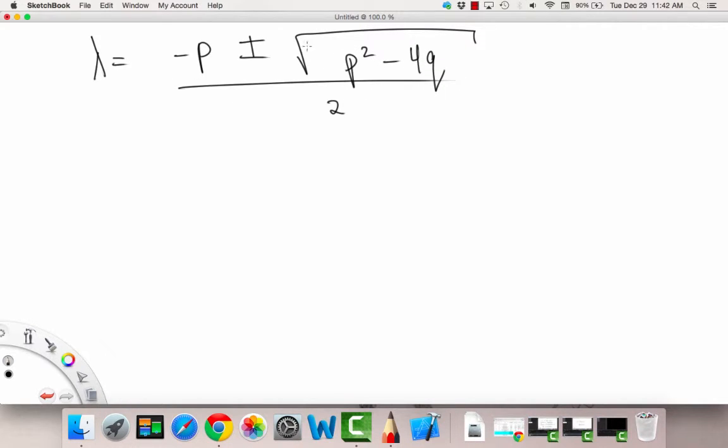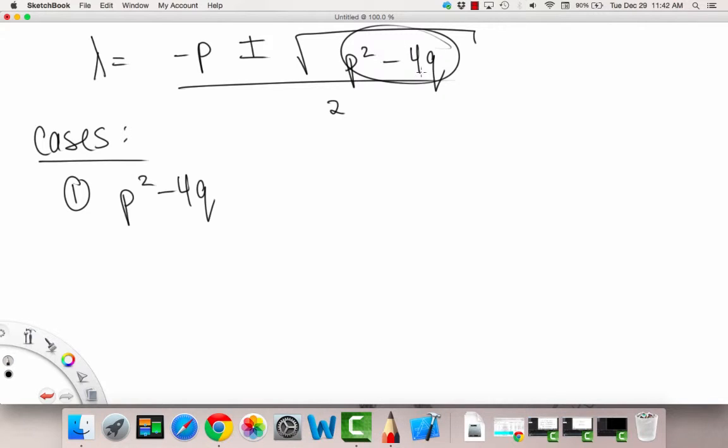Once we get our lambda, which again is negative p plus or minus the square root of p squared minus 4q, all over 2, then 3 cases could arise. In case 1, p squared minus 4q, which is called the discriminant, everything inside the square root, is positive. Then we can take the square root of a positive number, and we'll get 2 distinct, meaning different, real roots, real meaning in the real numbers.